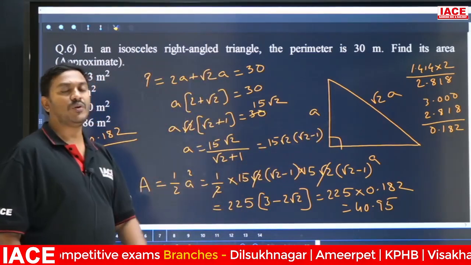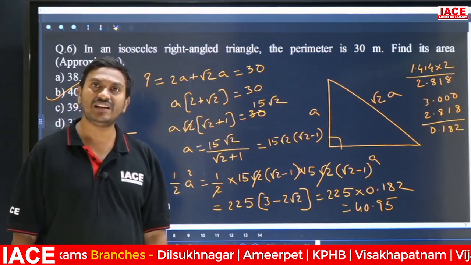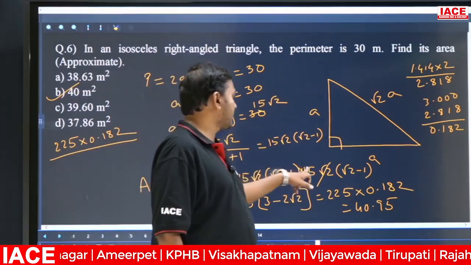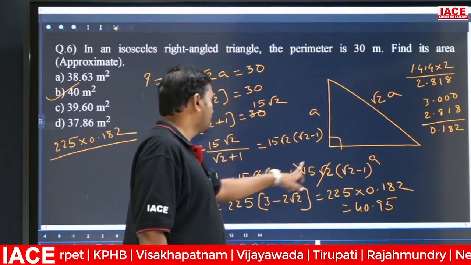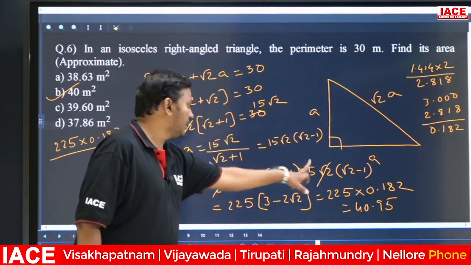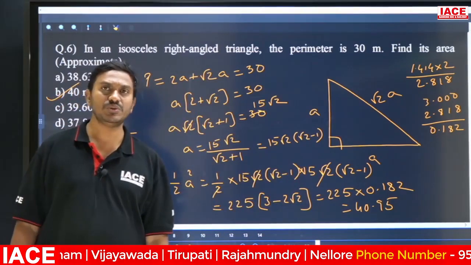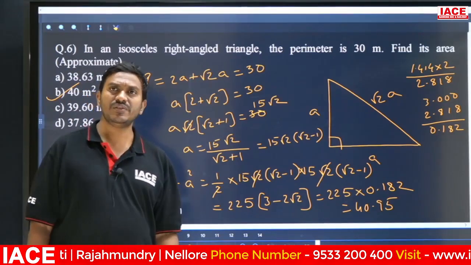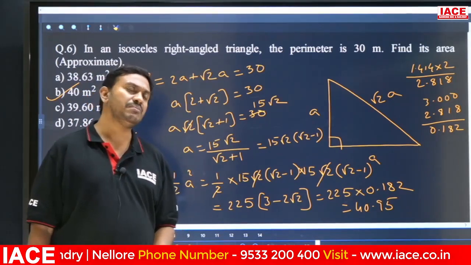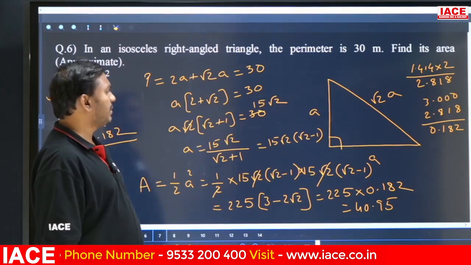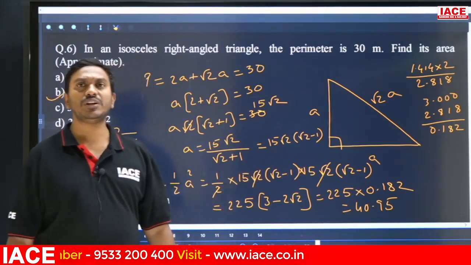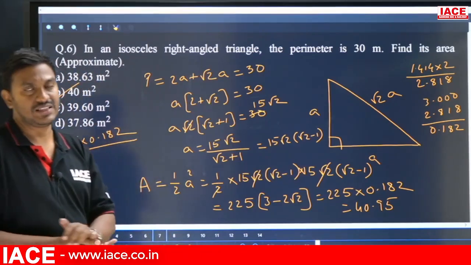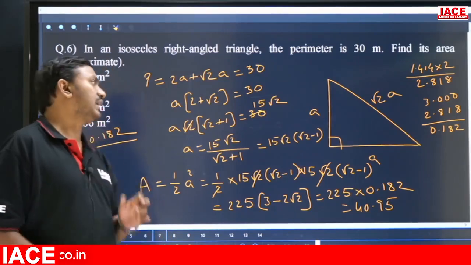So half a square. What is the area? Isosceles right angle triangle area is half a square. That is half into 15 root 2 into root 2 minus 1 and 15 root 2 into root 2 minus 1. Root 2 will cancel. So here 15 into 15 is 225. So 225 into a minus b whole square, so a square plus b square minus 2ab, that is 3 minus 2 root 2. If you simplify, you will get around 40.95. So approximately 40 is the right answer. Approximate value is asked, so 40 is the right answer.